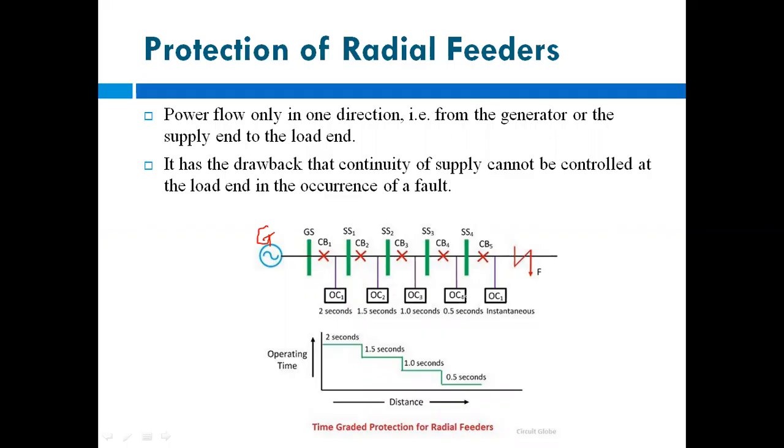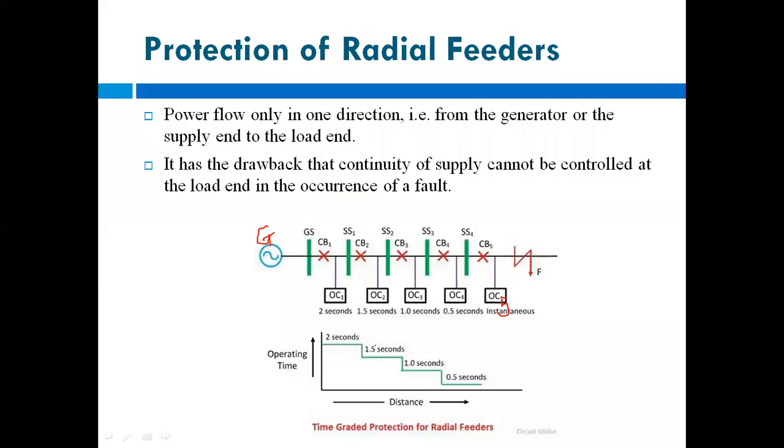Then OC1 to OC5 means there are 5 overcurrent relays. Their operating times are also given: 2 seconds, 1.5 seconds, 1 second, 0.5, and instantaneous, meaning when any fault occurs, this relay operates instantaneously. According to operating time and the distance from the generating station, this graph is given here. This is called the time graded protection.